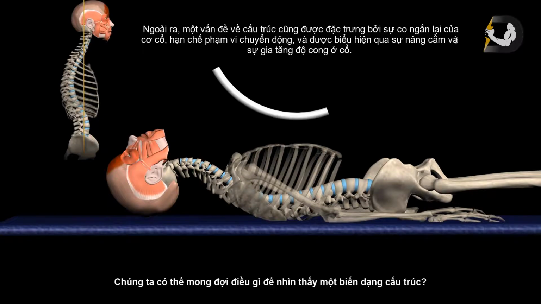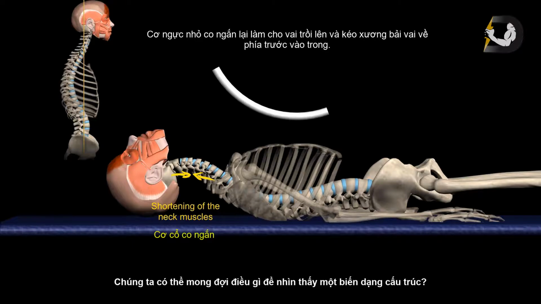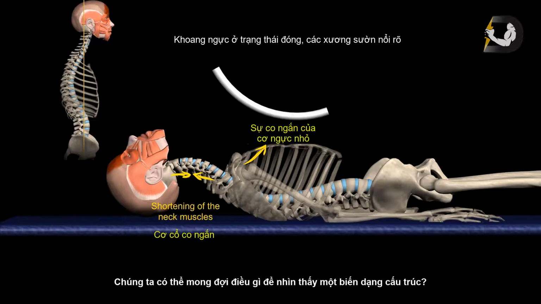In addition, a structural problem is also characterized by a shortening of the neck muscles, which limits range of movement and is reflected in a raising of the chin and an increase in cervical lordosis. Shortening of the pectoralis minor causes the shoulders to raise and pulls the scapula into protraction. The chest cavity is in a closed position, with the ribs prominent.